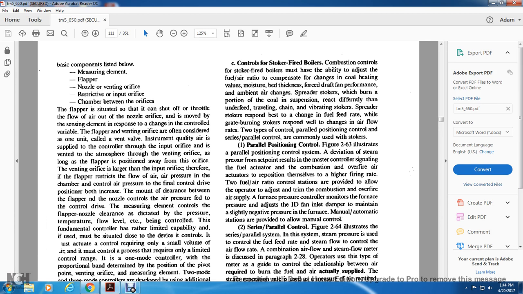As long as the flapper is positioned away from the orifice, the venting orifice is larger than the input orifice. Therefore, the flapper restricts the flow of air pressure into the chamber. The increase in clearance between the flapper and the nozzle controls the air pressure fed to the control drive. The measuring elements control the flapper and nozzle clearance, indicated by the pressure, temperature, flow, and level being controlled with this fundamental control, which has rather limited capability.